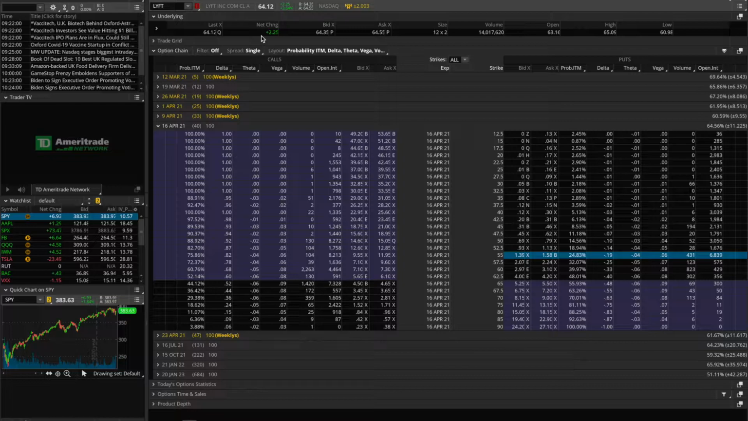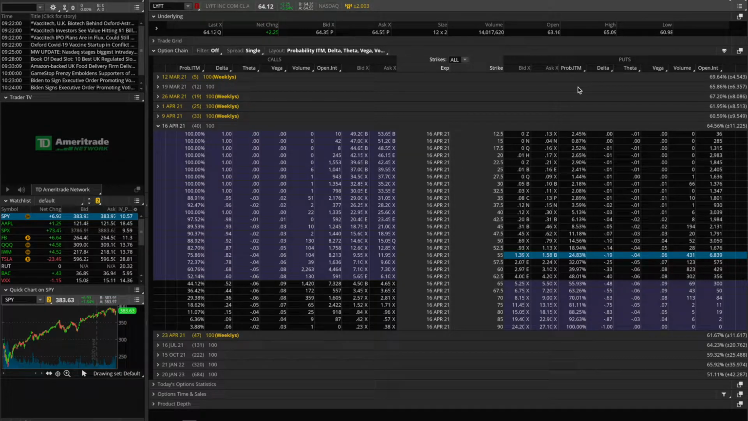So like I said, option selling is a high probability way of going about trading options, and that's one of the main reasons why I do it. You can see right here with this percentage, this is the probability of this option being in the money, which you can see right here. That's what ITM stands for.